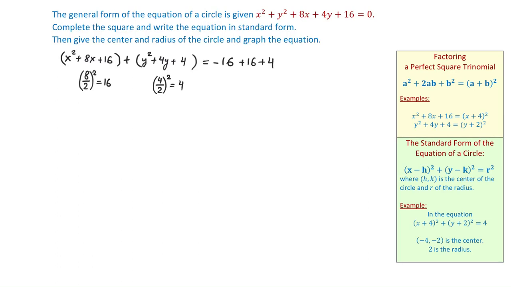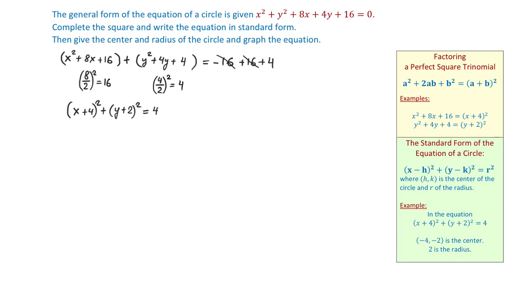Now we have to factor the trinomials we have on the left side in each parenthesis. X squared plus 8x plus 16 and y squared plus 4y plus 4. As we saw before, x squared plus 8x plus 16 will factor as x plus 4 to the second power, and y squared plus 4y plus 4 will factor as y plus 2 to the second power. So let's write this. The first trinomial becomes x plus 4 to the second power, and the second one y plus 2 to the second power. On the right side of the equation, negative 16 and positive 16 will cancel, and we will be left with 4. And this is the standard form of the equation of this circle.